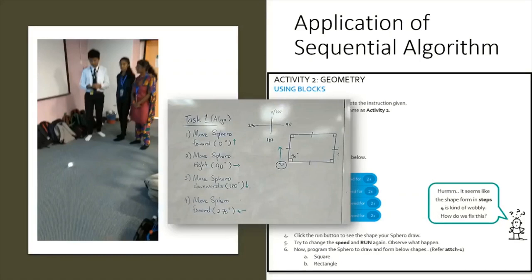Here is a sample of a sequential algorithm application for mathematical geometry shapes. Students are able to form a symmetrical square shape with 90-degree accuracy of angle movement. Before they run the program, they are supposed to structure their algorithm to guide them in forming the movement.